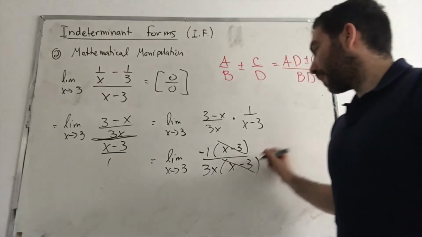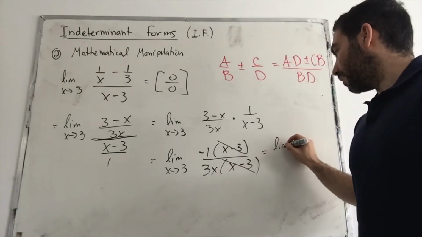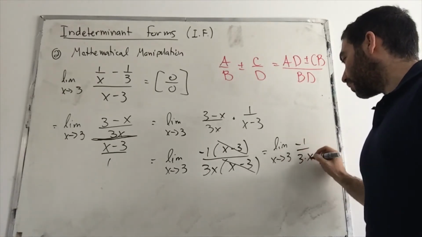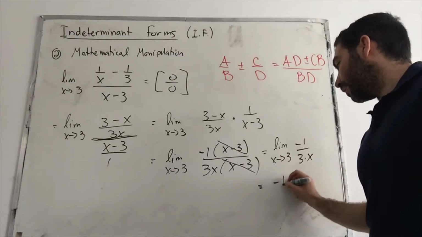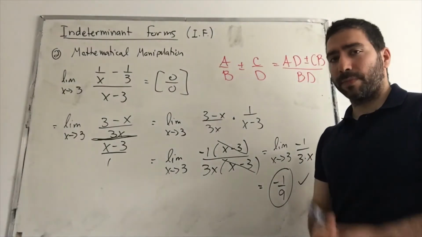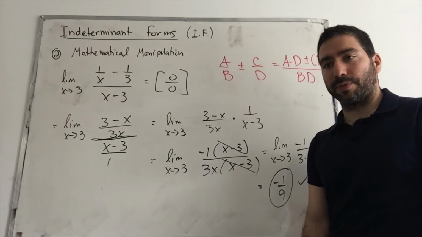That's a good trick. And what we're left with is the limit as x approaches 3, -1 on top, 3 times x. Substitute the x in now, we get -1 over 3 times 3 is 9. And this is the answer. Okay. So this is an example of mathematical manipulation.